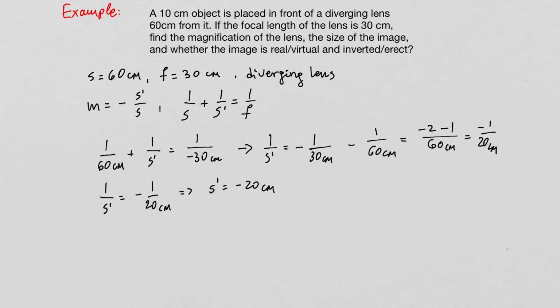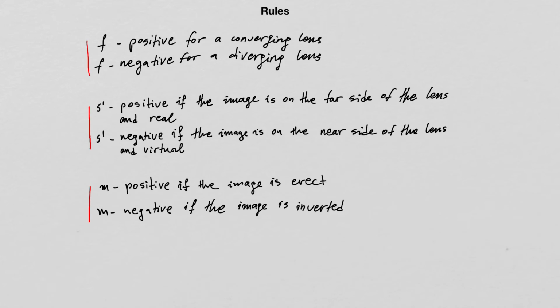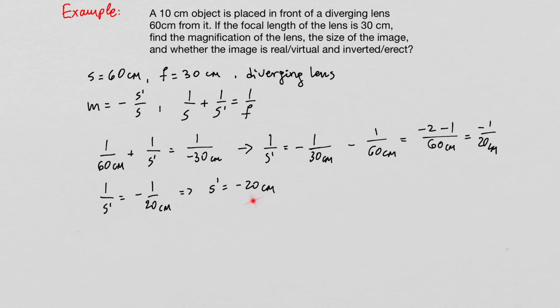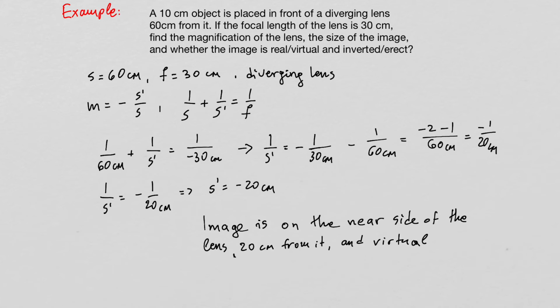Now, what does this number mean? We can decipher by looking at the rules for the lens equation. The image distance is a negative number if the image is on the near side of the lens and also virtual. So this means that the image is 20 centimeters from the lens on the near side, which means on the same side as the object, and is virtual. So the image is on the near side of the lens, 20 centimeters from the lens, and is virtual.